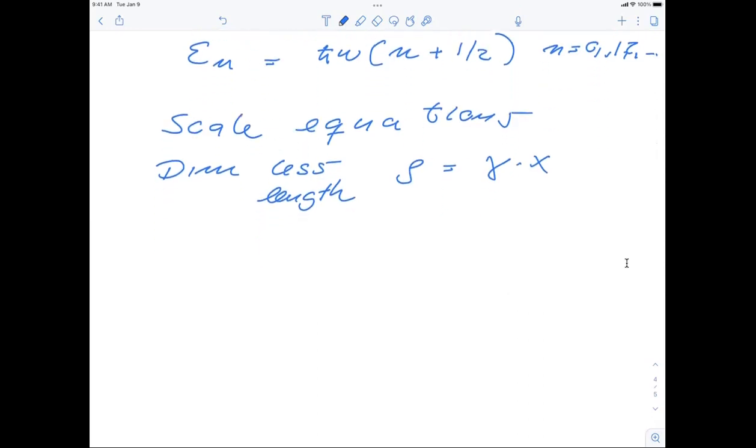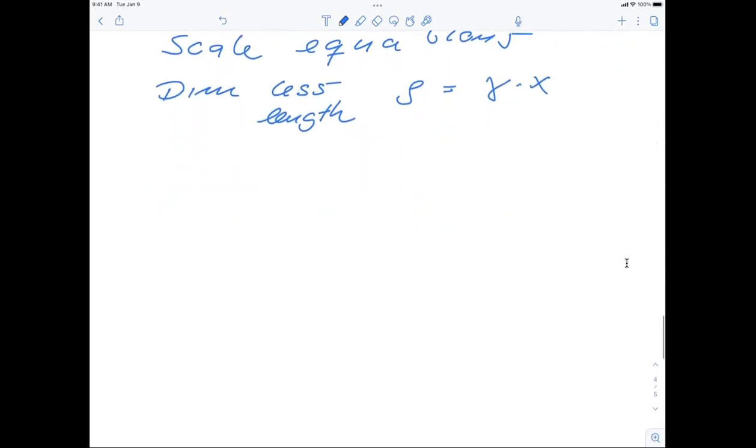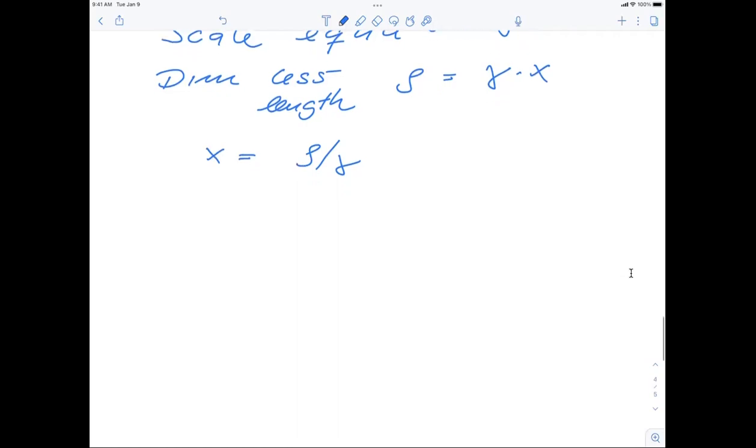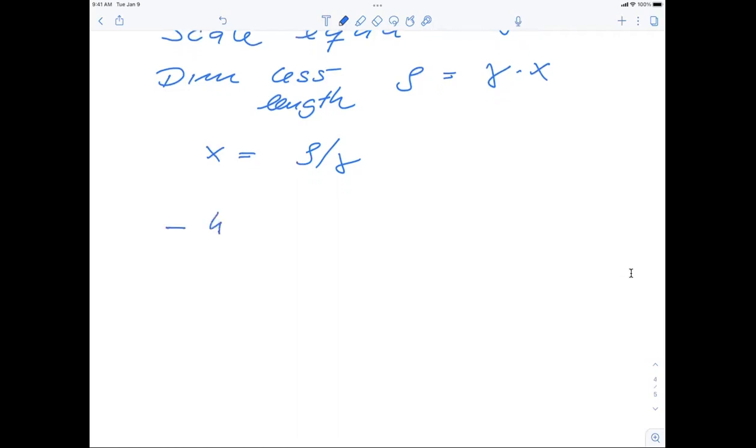So keep in mind that the dimension of x is length, and the dimension of gamma is inverse length. So that means obviously that x, and I hope you don't get offended if I put up this trivial relation, is rho divided by gamma. Now, when I plug this into Schrodinger's equation here, what I'm going to get is minus h bar squared times gamma squared divided by 2m, and then we have the second derivative with respect to rho. And this is going to contain the wave function.